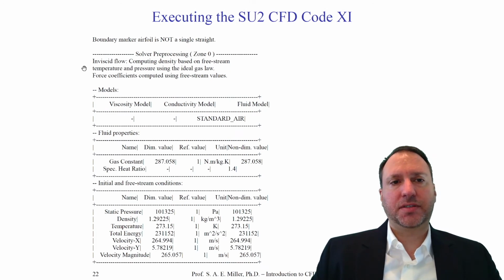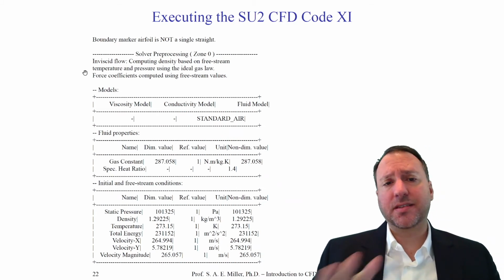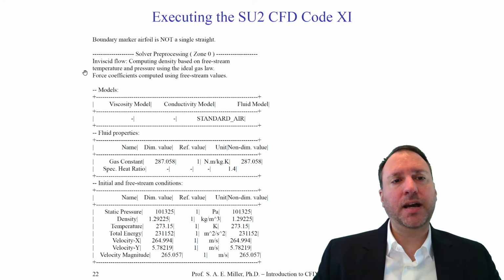Now we get down to the solver preprocessor phase. It detected that we're running an inviscid flow because we selected the Euler equations. We're computing the density based on the so-called free stream value and the temperature and pressure using the ideal gas law. This is for, of course, the boundary conditions. It's just automatically telling us this. It's nothing we have to specify, remember. Now it's telling us what models we're using. For a viscosity model, conductivity and fluid model, we're just using standard air. Simple. We can specify our own values, but right now we're just using the standard air model. So it's just like air in our room. We're looking at some fluid properties, and these are familiar to you from your classes.